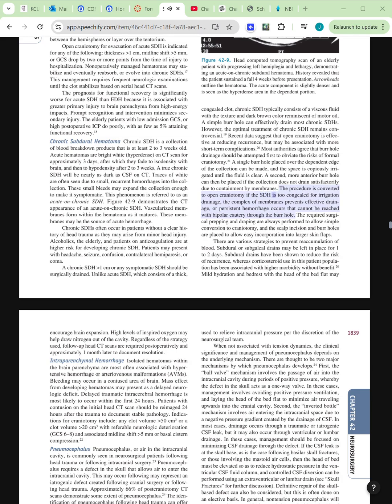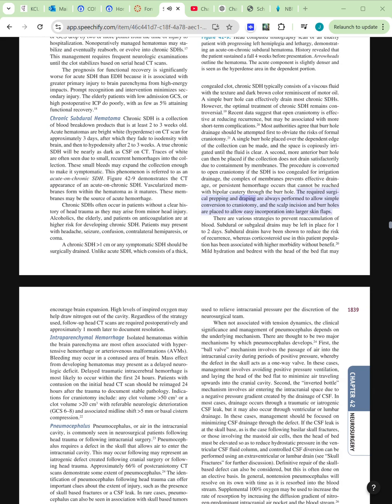If the SDH is too congealed for irrigation drainage, the complex of membranes prevents effective drainage, or persistent hemorrhage occurs that cannot be reached with bipolar cautery through the burr hole. The required surgical prepping and draping are always performed to allow simple conversion to craniotomy, and the scalp incision and burr holes are placed to allow easy incorporation into larger skin flaps.